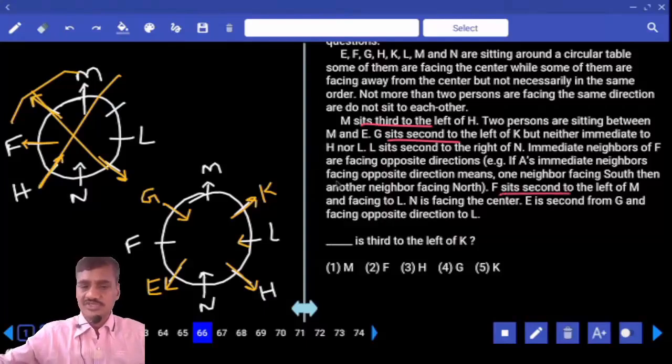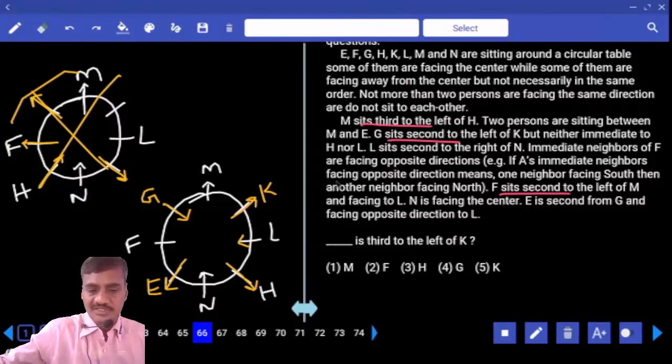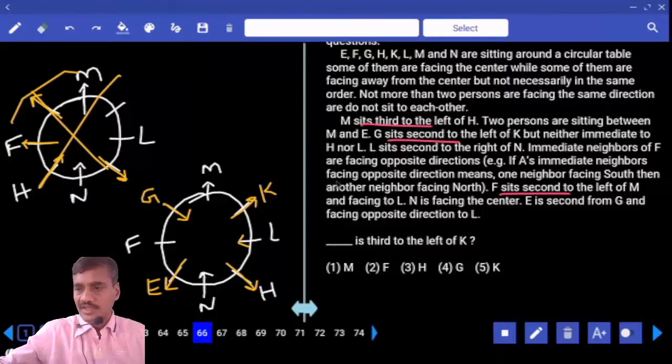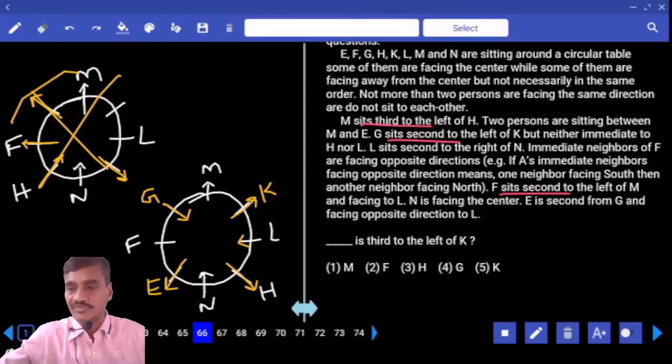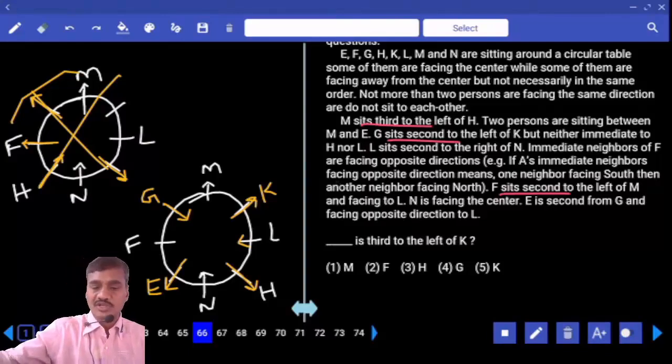And next, F sits second to the left of M and facing L. F is facing L. N is facing the center. E is seated second from G. Second left or right, either way. Second from G, and opposite to L. E is opposite to L.